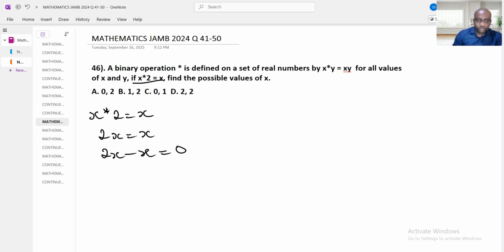Now, what is the common factor here? It is x. You can say x times (2 minus 1) equals 0. Therefore, x is equal to 0. And 2 minus 1 also gives us 1. So the possible values of x are 0 and 1. The possible value of x is 0 or 1. Option C. Let's move to the next question.